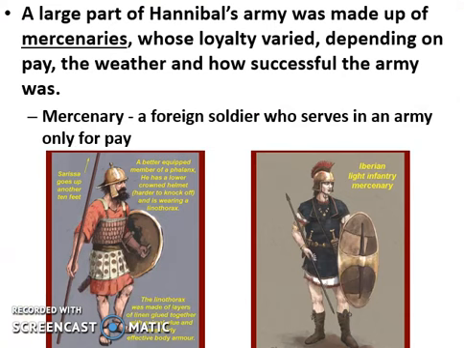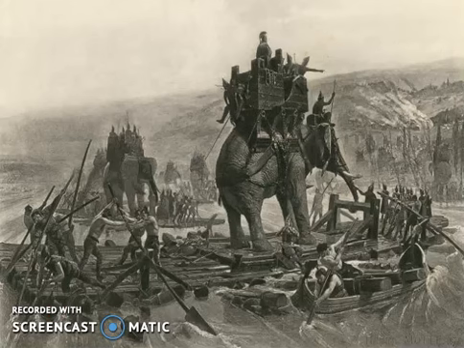A large part of Hannibal's army was made up of mercenaries. Mercenaries are foreign soldiers who serve in an army only for pay. So these are individuals who are paid to fight for whoever it is paying them. That is their only loyalty. So their loyalty varied depending on pay, the weather, and how successful the army was. So if it looked like they were probably going to die, they would likely just flee because they're just losing money. They don't really have a huge reason to fight other than the money.